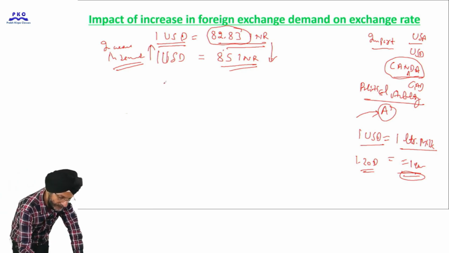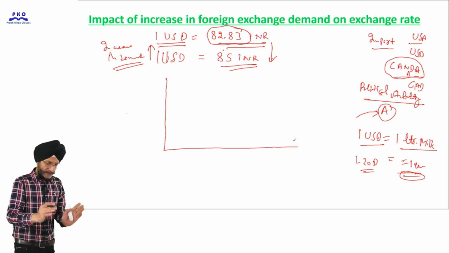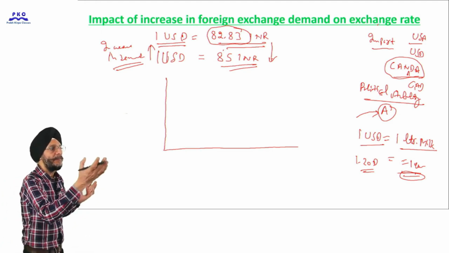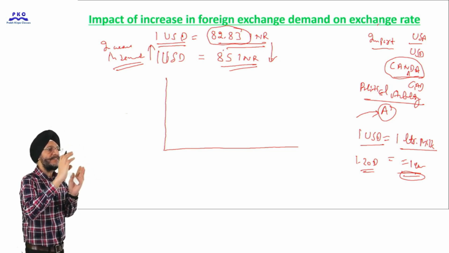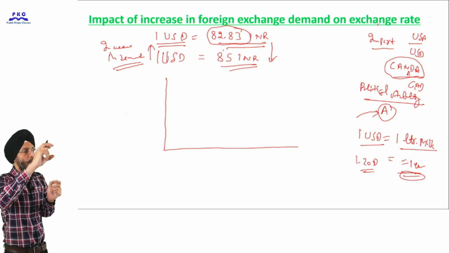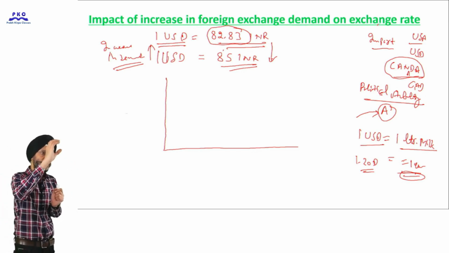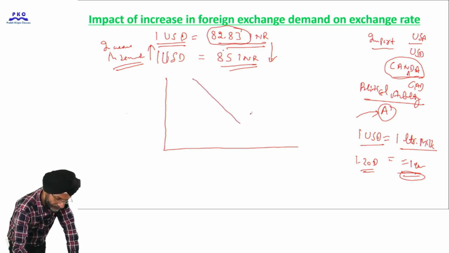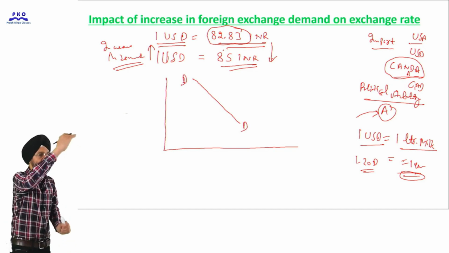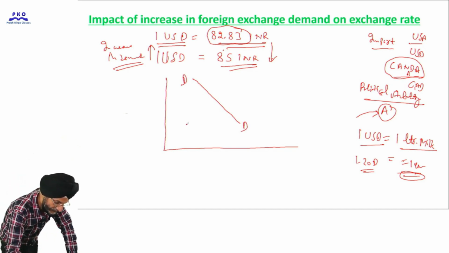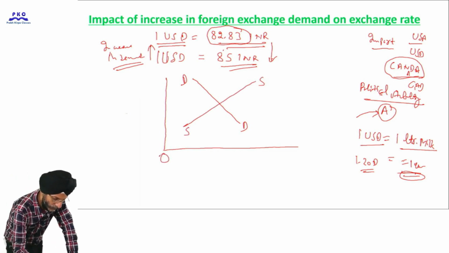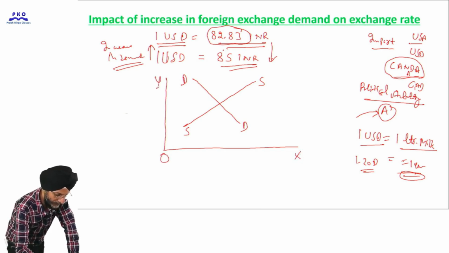Now we will understand the impact of increase in foreign exchange demand on the exchange rate. That is, if the demand increases, what effect is there on the price, or the exchange rate? As you know, this is the demand curve, which is downward sloping. This is the supply curve, which is upward sloping. OX is the x-axis. OY is the y-axis.